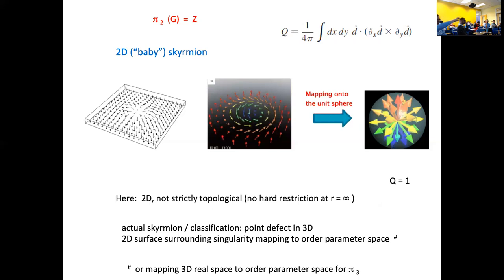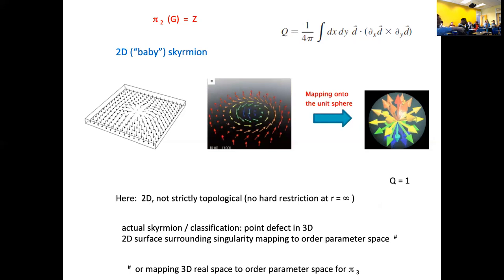Question. I don't understand the first one. You mean your statement that it's not strictly topological? Well, it is strictly topological only if you can insist that the order parameters here are actually identical. But is that the ground state? It's the same as a vortex or a domain wall. As I said, if you can really impose that condition, then it is something topological.